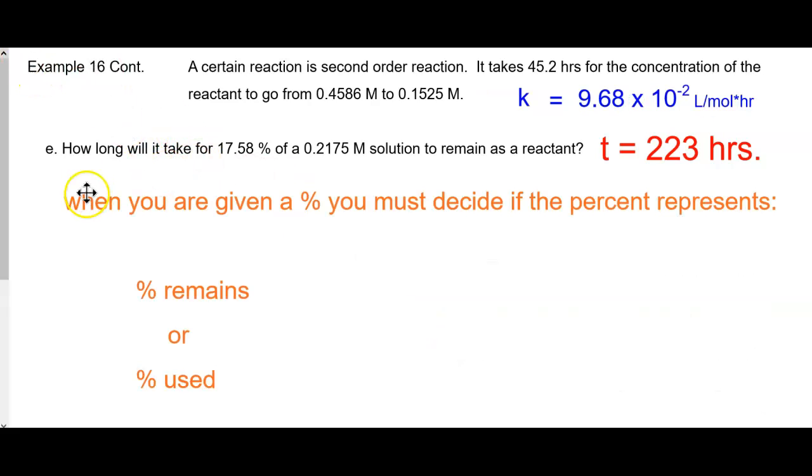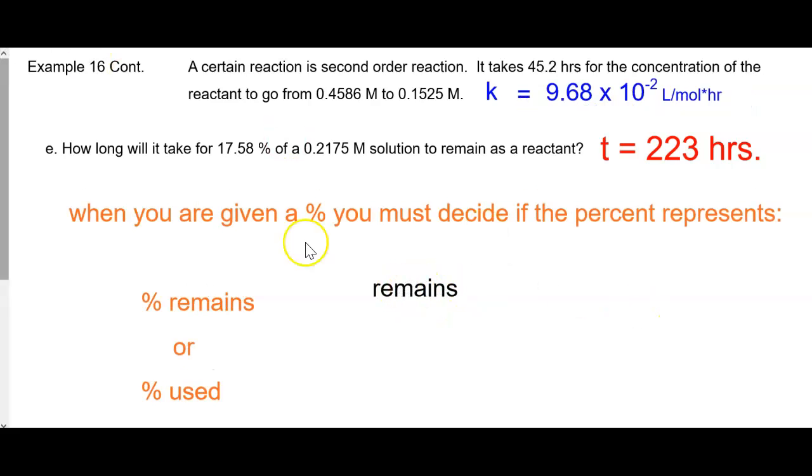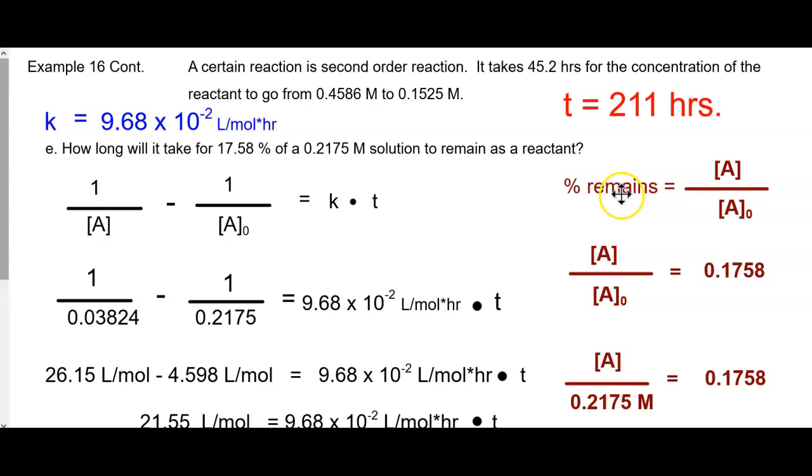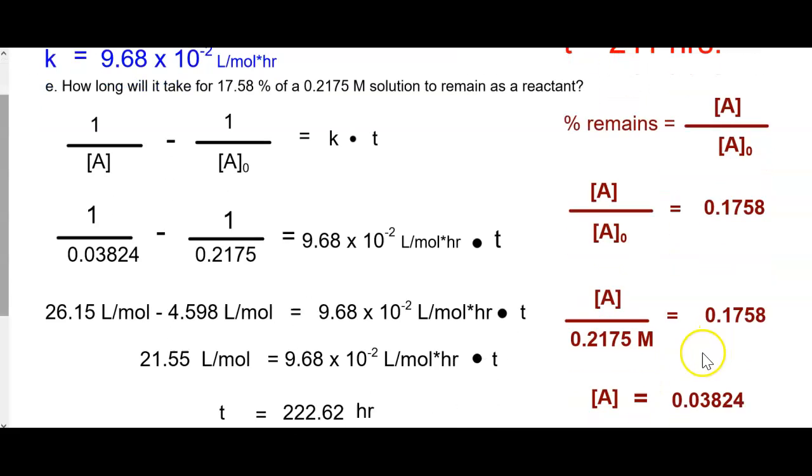So anytime we have a percent, we always want to consider what the percent represents. In this problem, as you read through this, the percent represents amount remains. So no need to subtract from 100 because we know it's remains. Percent remains equals A over A naught. A over A naught equals 0.1758. Remember to write your percent as a decimal. Then we're going to put our initial concentration in for A naught, put this over 1 and cross multiply, and get 0.03824 for my A concentration.